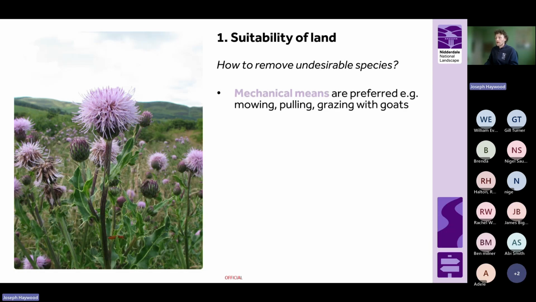The way I prefer is a mechanical means. And by mechanical, I mean you could mow it, you could pull it, or graze it with different livestock. Goats are a really good one, but you've also got hardy livestock breeds such as Red Polls, I think that's a breed of cow, and Belted Galloways, things like that. They'll happily munch on undesirable species that more commercial breeds, like a Texel sheep or something, would probably leave alone. But rare native hardy breeds will tackle them.